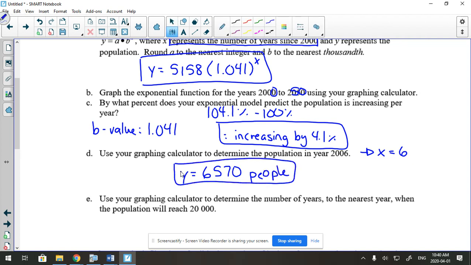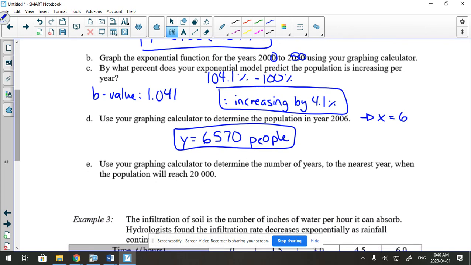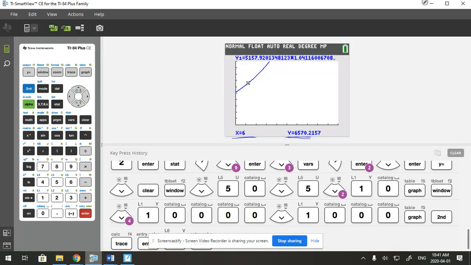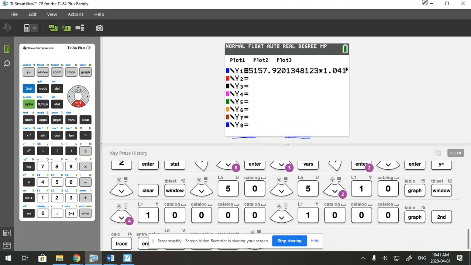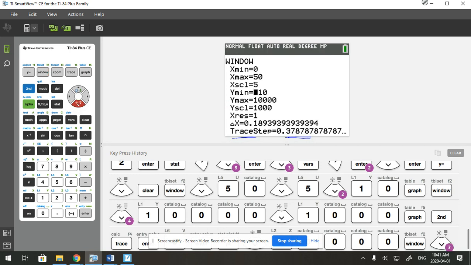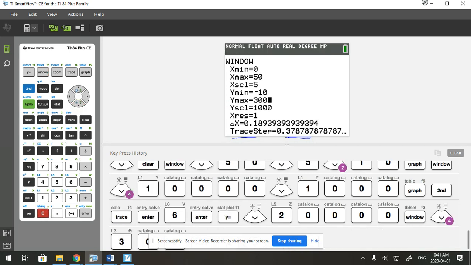Okay, and then part E says use your graphing calculator to determine the number of years to the nearest year when the population will reach 20,000. So it's telling me my Y is 20,000, and I want to find my X. So you're going to plot that 20,000 on your calculator and find your point of intersection to solve. So back on my calculator, my Y2 I'm going to put as 20,000. I check my window. I know it needs to be at least at 20,000 for my Y values. So let's change this to, I don't know, 30,000.